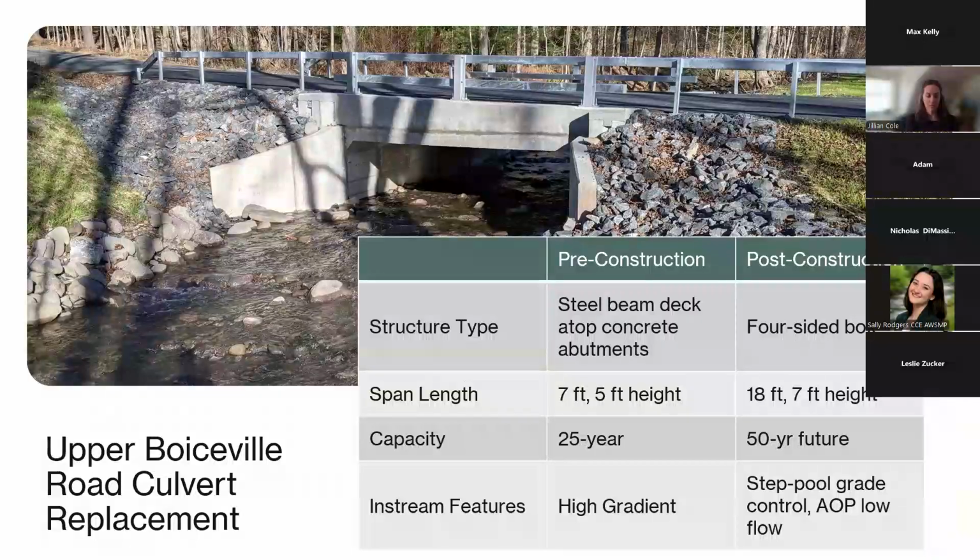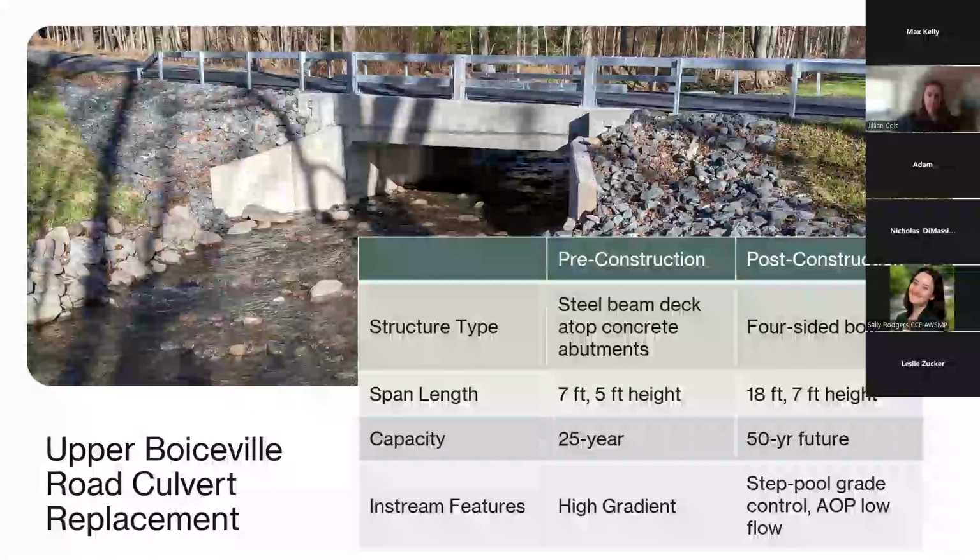So this is the completed project. It's a four-sided box. Going back to that glacial legacy sediment and geology there, the decision was made to use a four-sided box to help aid with grade control protection, despite utilizing two in-stream structures as well. There's a step-pool feature on the upstream and downstream portion that mimics the morphology that was seen in that higher gradient channel.